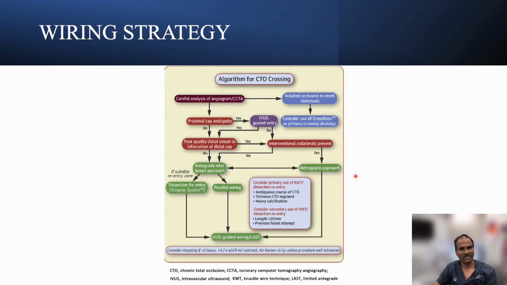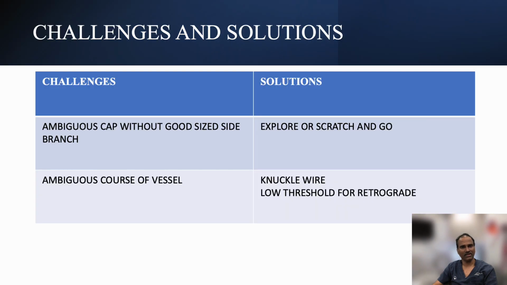Coming to the wiring strategy in this patient, the proximal cap is ambiguous, but we don't have a side branch to really do an IVUS guided entry, so we can just go with a scratch and go. Once the wire is confirmed within the vessel architecture after scratch and go, we can do either antegrade wire escalation or knuckling, and if that is successful, it's okay, otherwise we can go retrograde. I'll depict the complete wiring strategy in a subsequent slide.